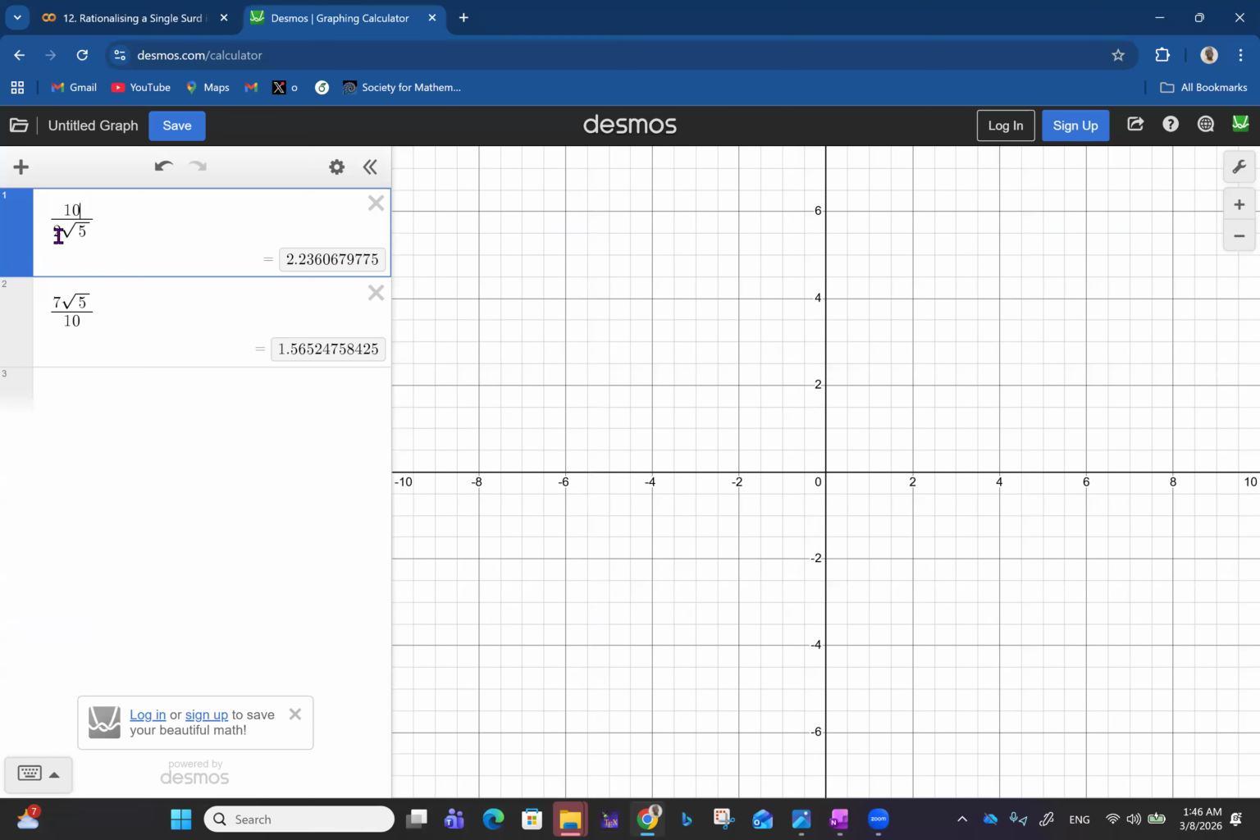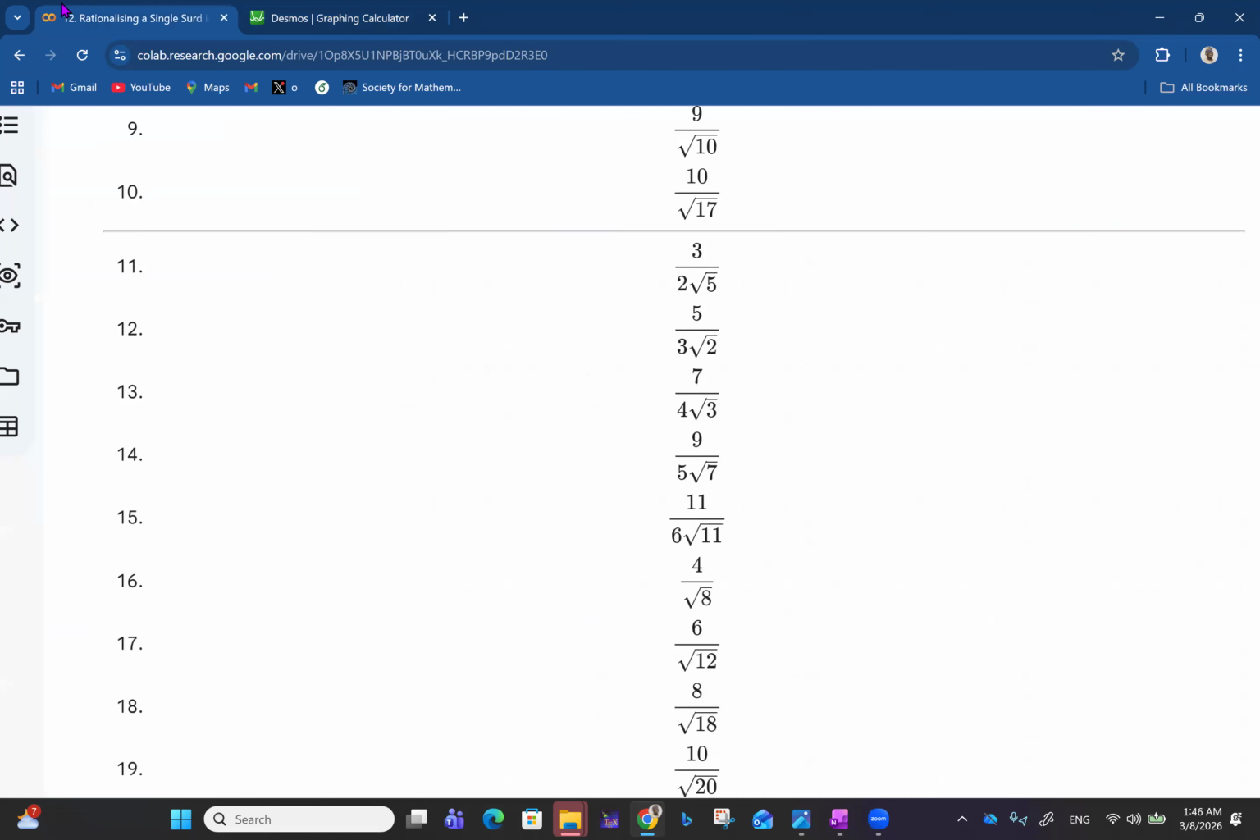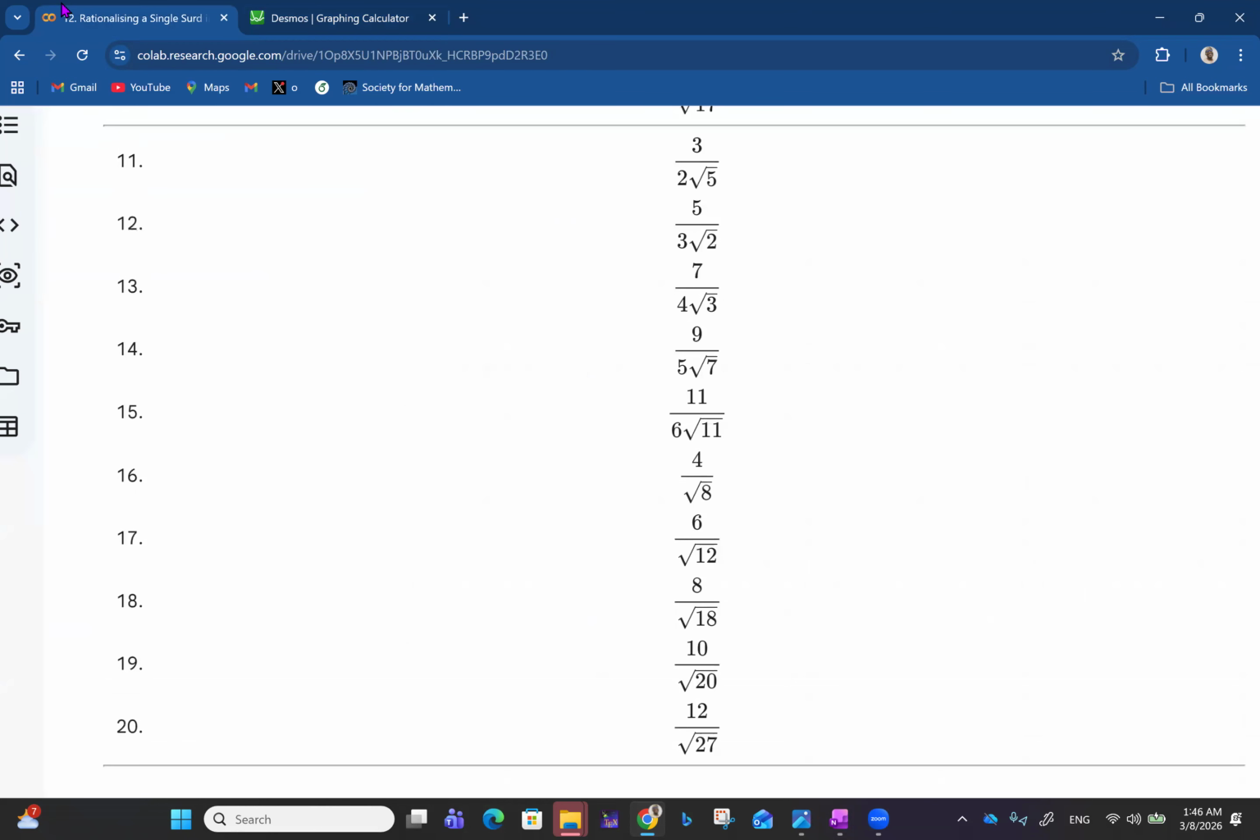Okay, so you have 10 over root 17, and you get the result there. And now we say that is 10 root 17 all over 17. So you see, they're exactly the same thing. So that's question 10 there. So I go on to question 20.